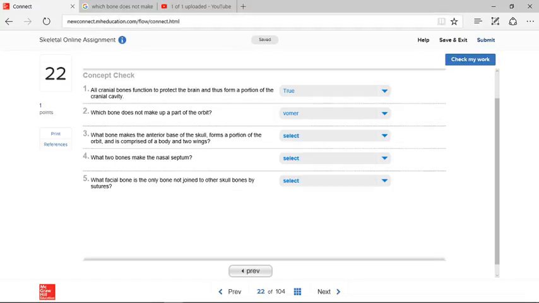What bone makes the anterior base of the skull? What did I say? Anterior base of the skull. That is the front. Anterior means front. Forms a portion of the orbit and is composed of body and two wings.